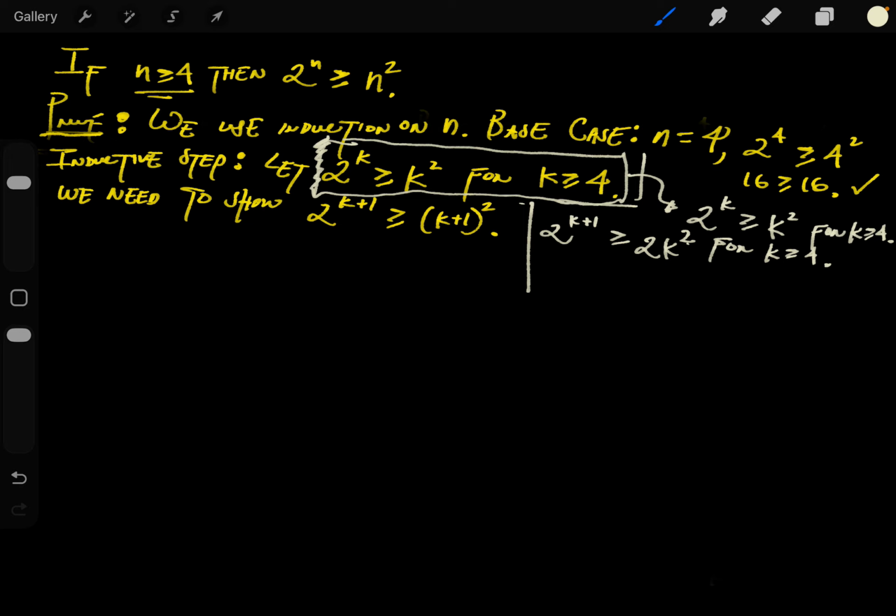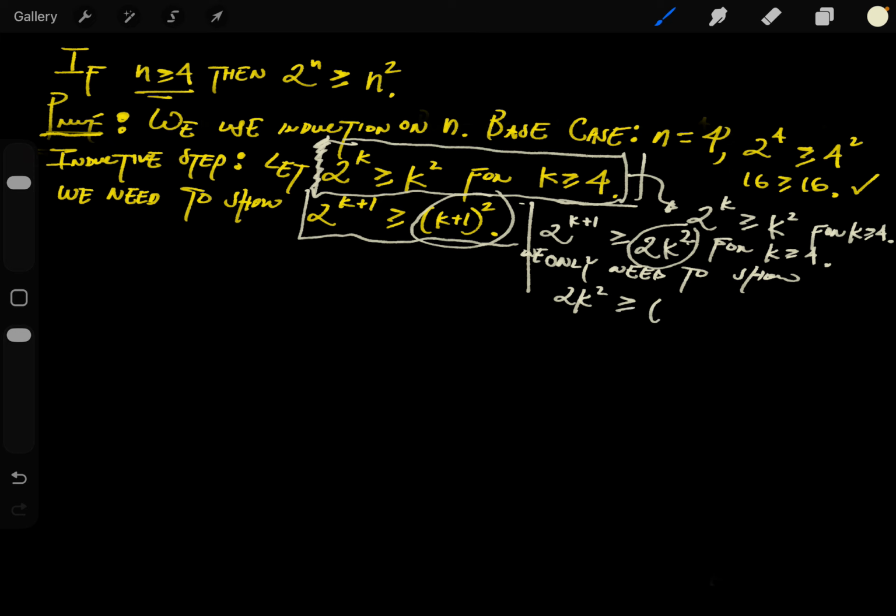Now, we should see that if I want to show this inequality, that's what I want to show, all I need to do is show that 2k squared is greater than or equal to k plus 1 squared. So we only need to show that 2k squared is greater than or equal to k plus 1 squared for k greater than or equal to 4.